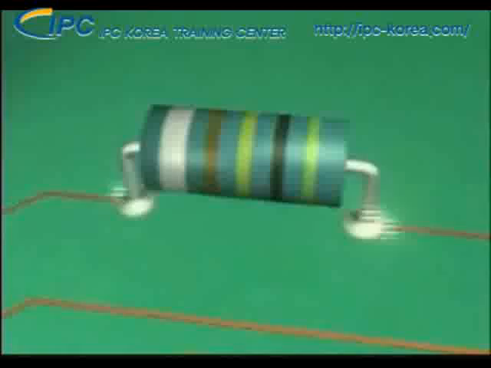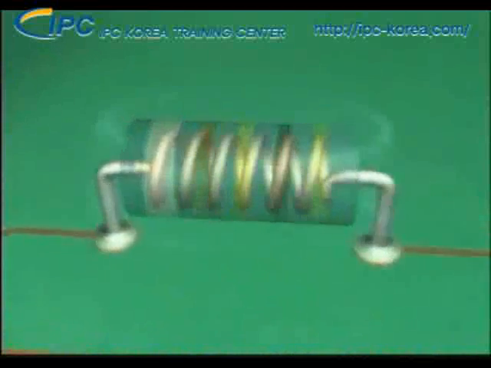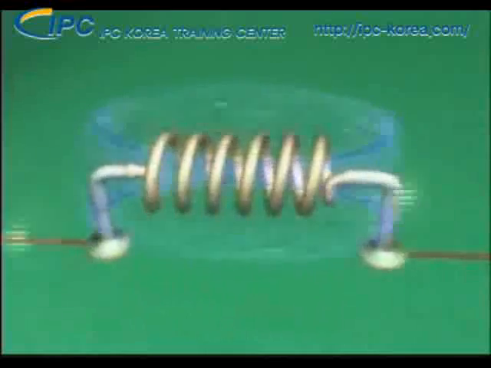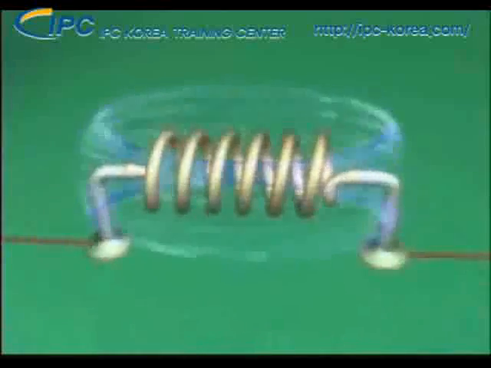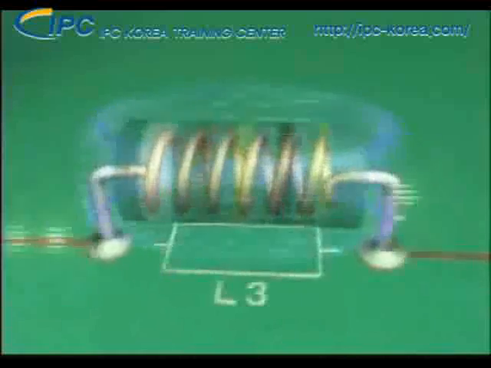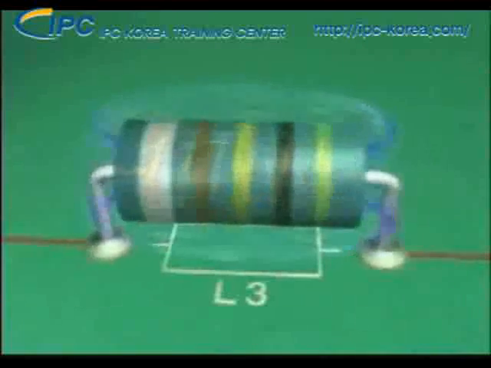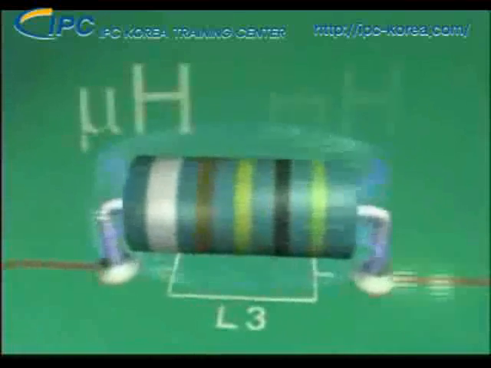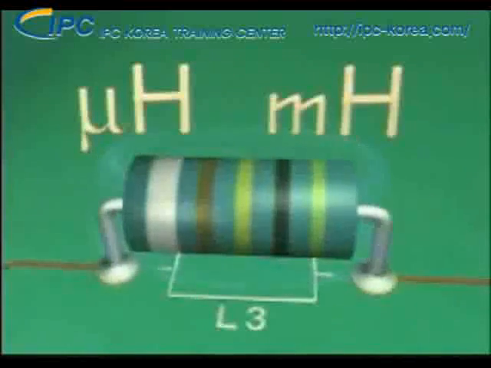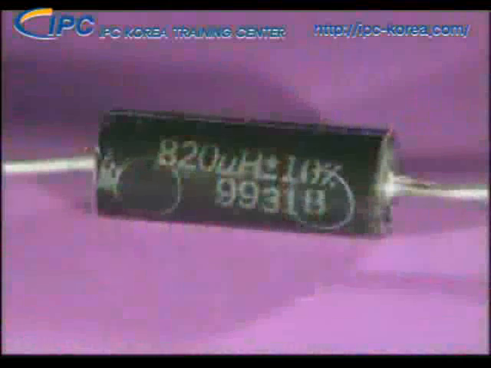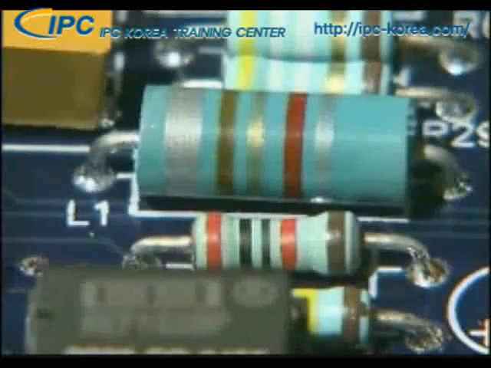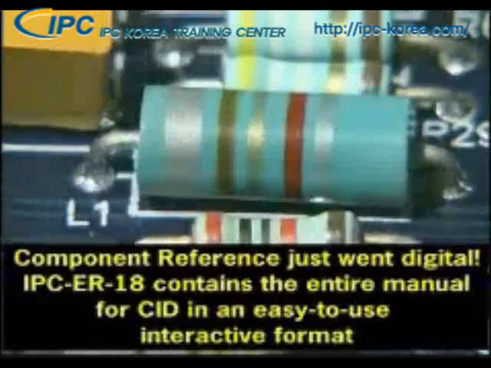We'll start with inductors. Inductors consist of a coil of wire that creates a magnetic field when current flows through the coil. The reference designator for an inductor is the letter L. The magnetic field produced by an inductor is measured in henries, either microhenries or millihenries. The inductor value may be either printed on the body of the component or calculated by decoding the color bars on the component's body into numbers.